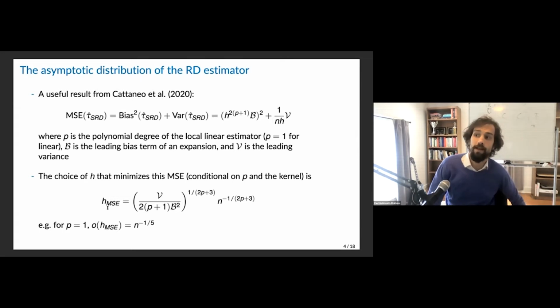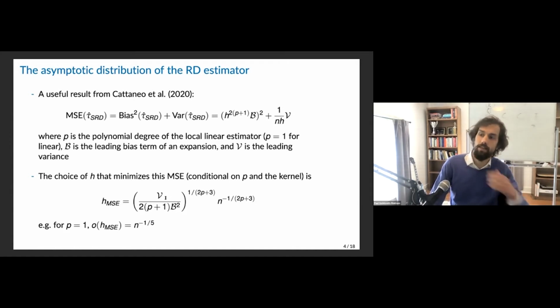What a lot of times is chosen for the bandwidth is the thing that minimizes this term. So fix P, fix the kernel, and do local P regression. Well, what H should you choose? There is an H that minimizes it, and it's a function of the variance, the bias, and the sample size. When P is equal to 1, it's on the order of n to the minus 1/5. This is a pretty common number.